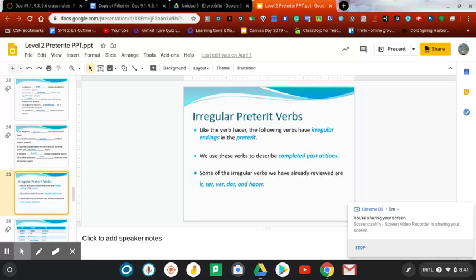Okay, so this is the new piece of information. So the irregular preterite verbs. So like the verb hacer, the following verbs have irregular endings in the preterite. We use these verbs to describe completed past actions. So again, the preterite tells us that an action happened in the past and it's a completed past action. We know exactly when it happened.